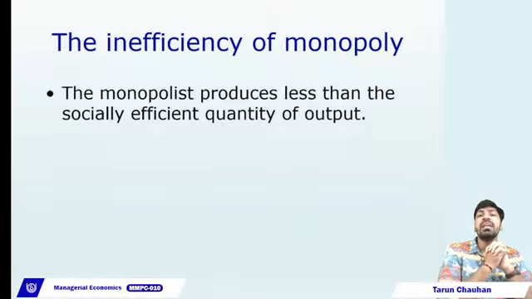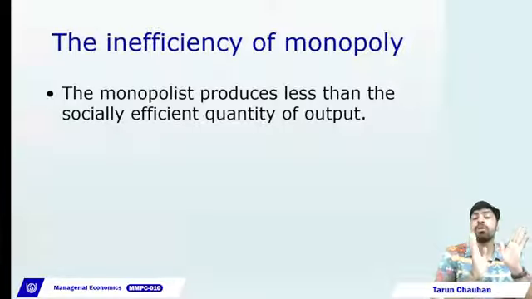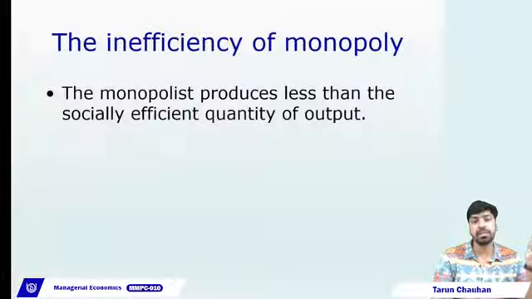Next is inefficiency of monopoly. The monopolist produces less than the efficient quantity. If the firm produces the quantity or output less than the optimum level, it turns into losses.